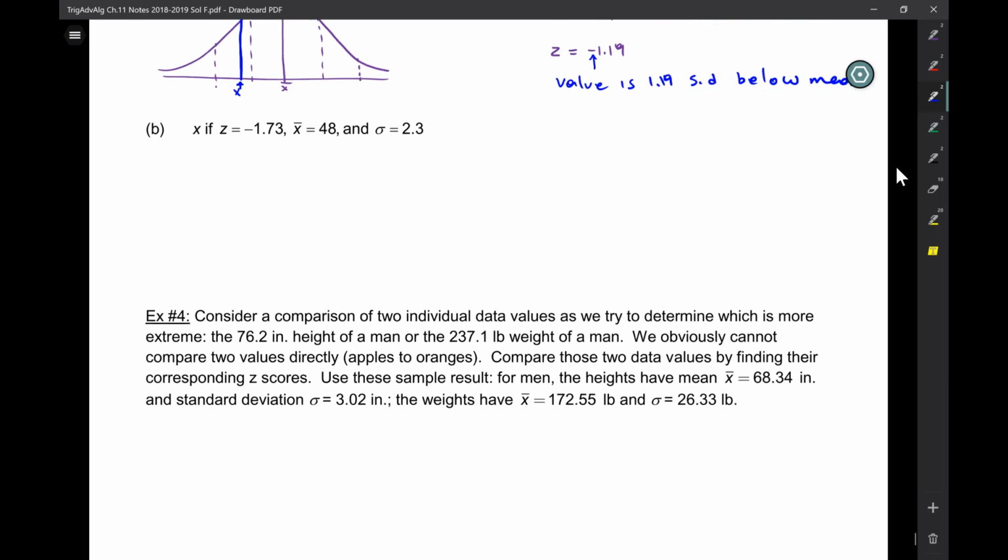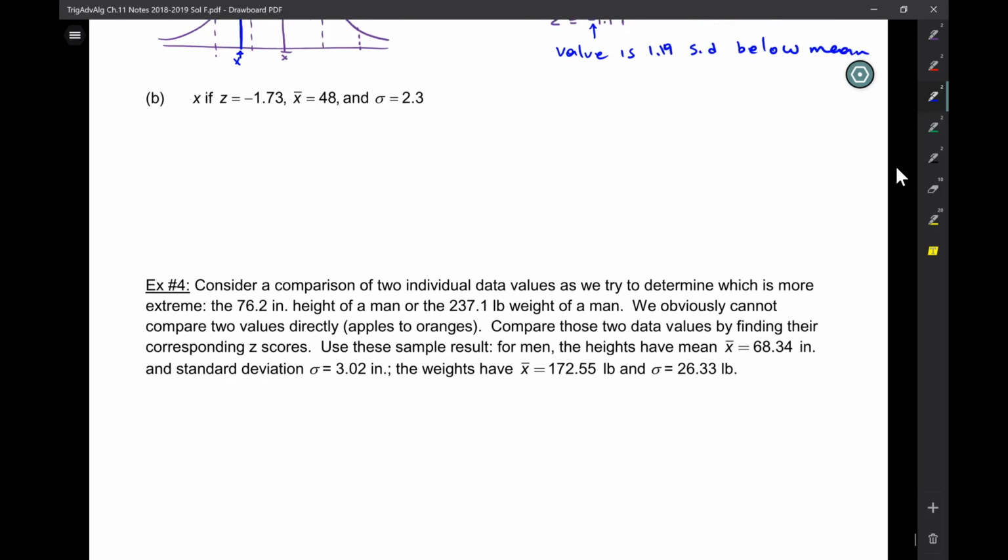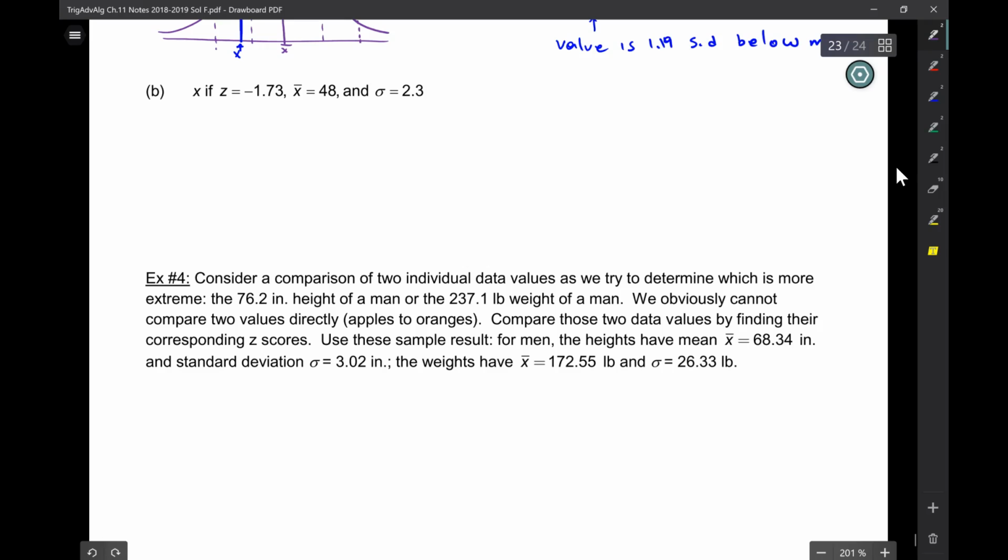Okay, so here you need to find x. Let's go ahead and find x. I have z, x bar, and sigma. So again, z is x minus x bar over sigma. Z is negative 1.73. That's equal to x minus 48 over 2.3. What do I do now?